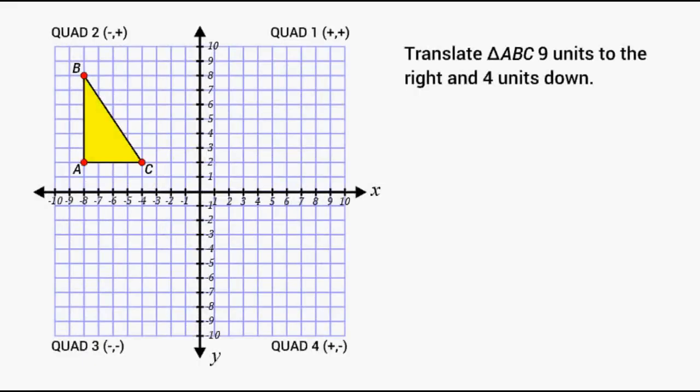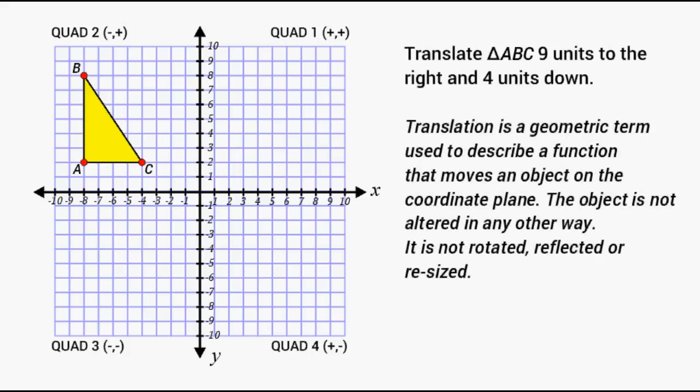What we're going to do today is practice translating an object on the coordinate plane. We have a triangle that we're going to translate 9 units to the right and 4 units down. A translation is a geometric term used to describe a function that moves an object on the coordinate plane. Remember, the object is not changed or altered in any other way. It is not rotated, reflected, or resized.